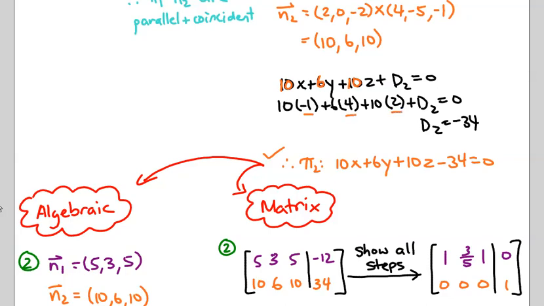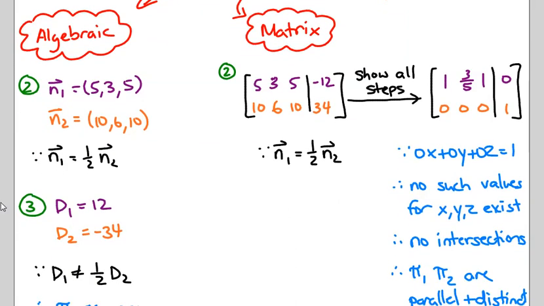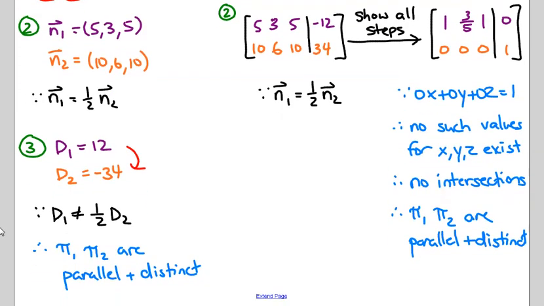Now that I have a purple plane in scalar form and an orange plane in scalar form, there are two ways that we can do this. We can first do this algebraically and compare the normals. I see that they're scalar multiples. That means that they're parallel. And then I can also compare their d values, which doesn't really look like they're scalar multiples, does it? Since the d's don't match, that means that they're parallel, but they're distinct from each other.